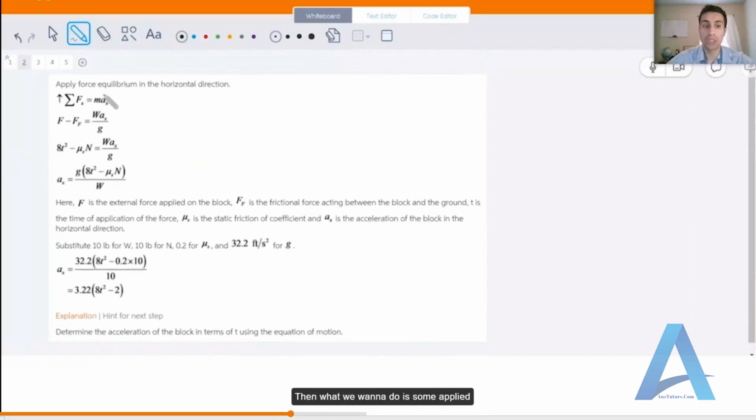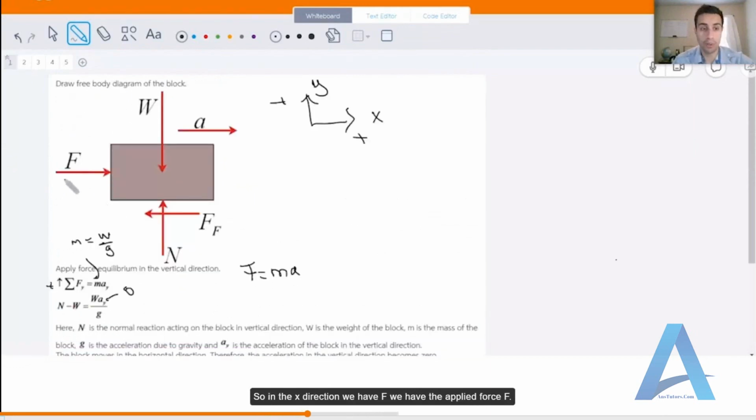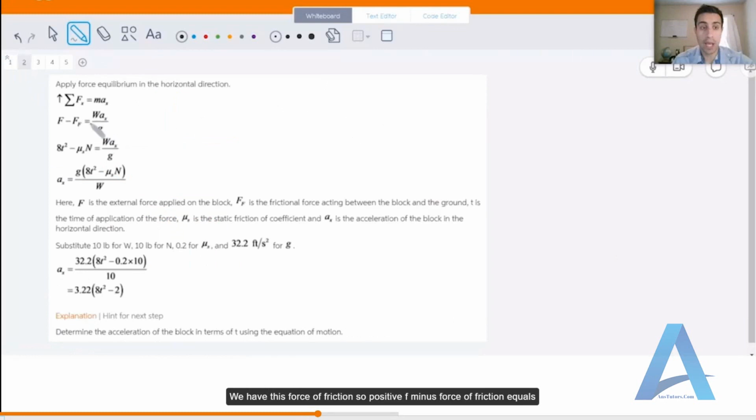Then what we want to do is apply the force equilibrium in the horizontal x direction. So sum the forces in the x equals mass times acceleration in the x direction. So in the x direction, we have the applied force F, and we have this force of friction, so positive F minus force of friction equals the mass, which is W over g, times the acceleration in the x, a sub x.